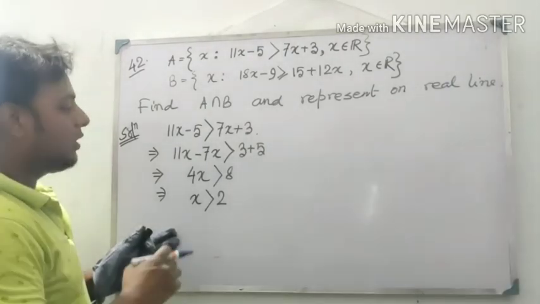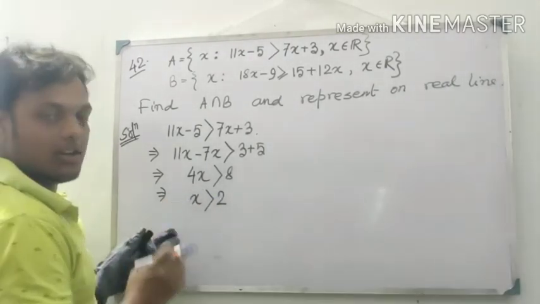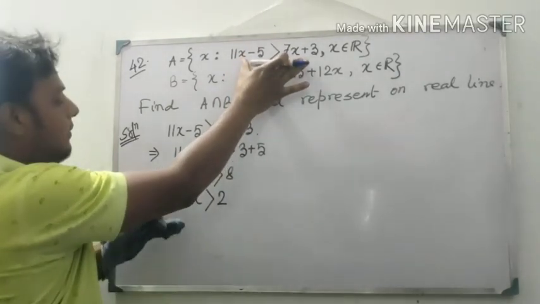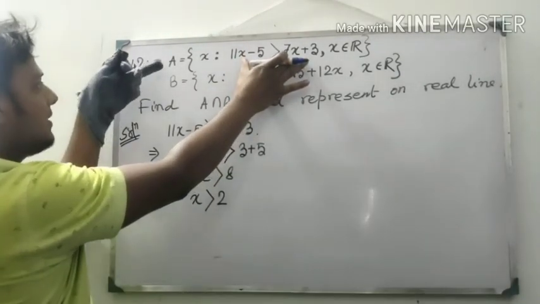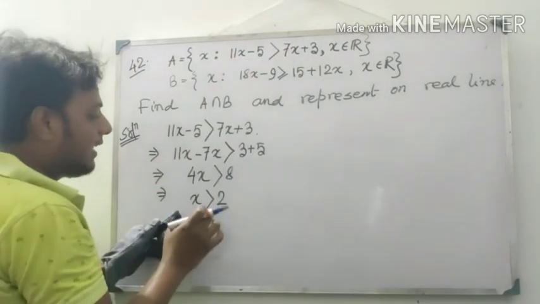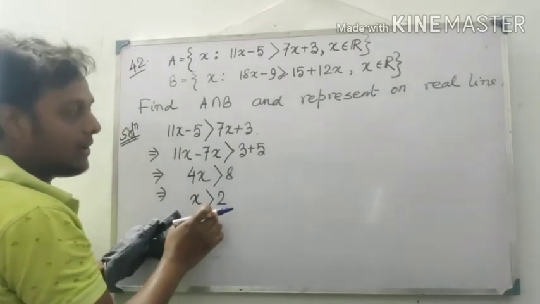A means all the numbers which are greater than 2. We just solve this and we get the idea about x, that A is the set of all real numbers which are exactly greater than 2. So this gives the idea about A.